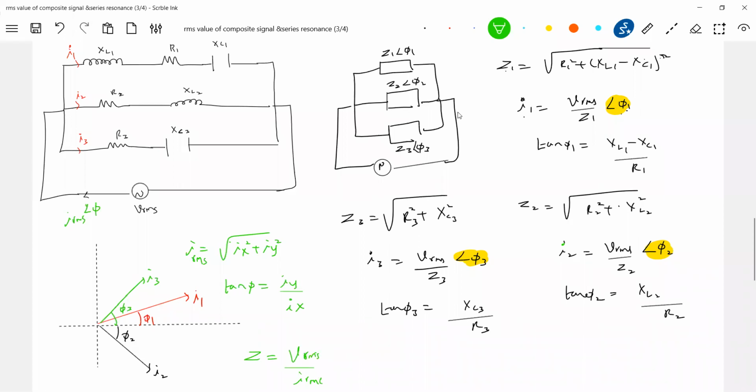Now what is another alternate method? The reciprocal of impedance is called admittance. I'll put it. Admittance, the reciprocal of impedance. So the symbol will be like this. They are parallel. So 1 by Z1 plus 1 by Z2 plus 1 by Z3. This should be equal to Y1 plus Y2 plus Y3.